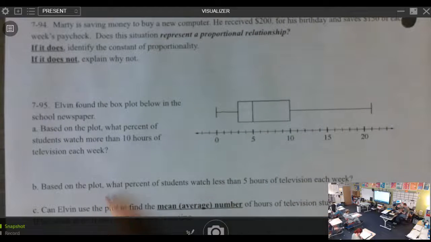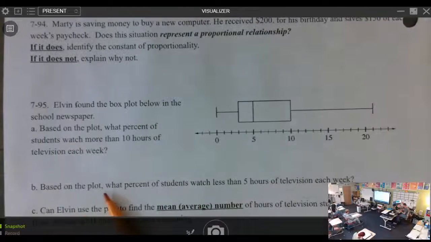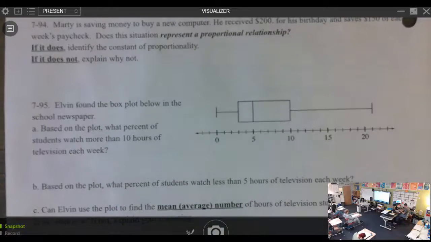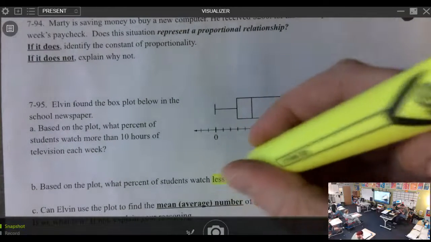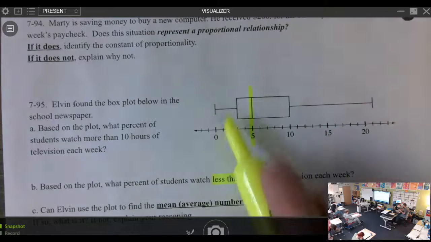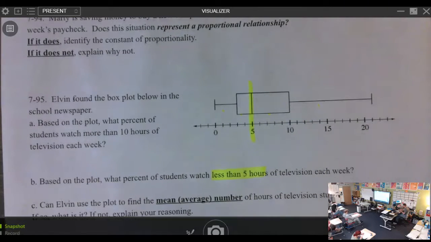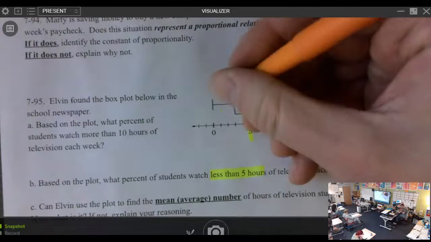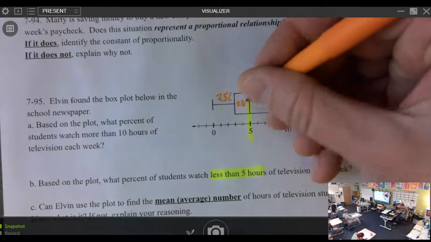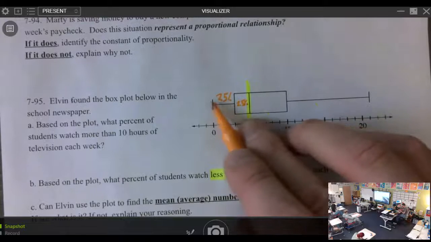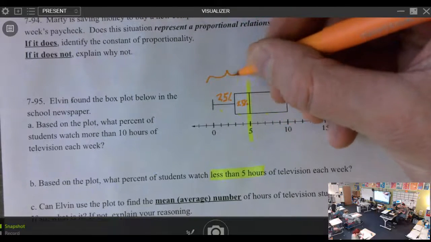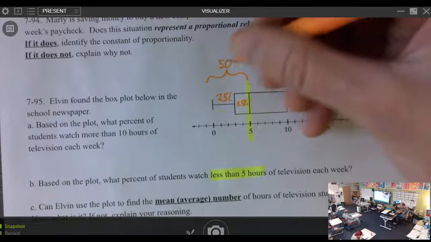So, based on the plot, the box plot, right? Based on the plot, what percent of students watch less than 5 hours of television each week? So, less than 5. I'm going to kind of make 5 my cutoff. What percent is in each section of the plot? 25. Because remember, this is broken up by quartiles. So if there's 25% in each of these sections, what percent when I put these together? 50. So to the left of the middle of the box is 50%.